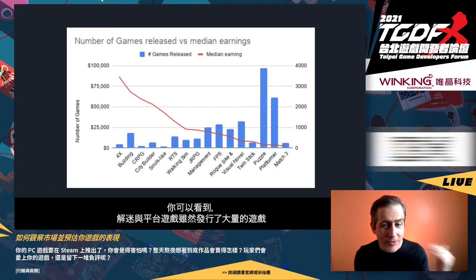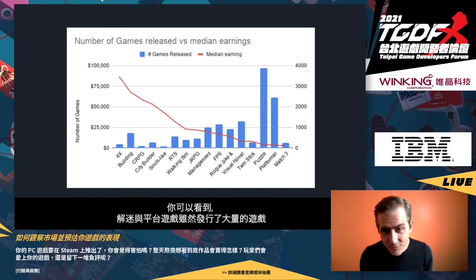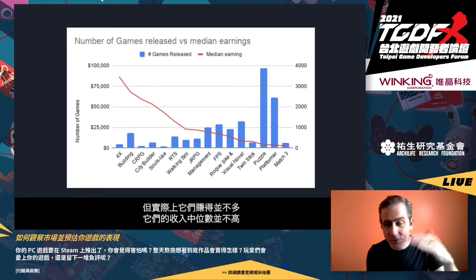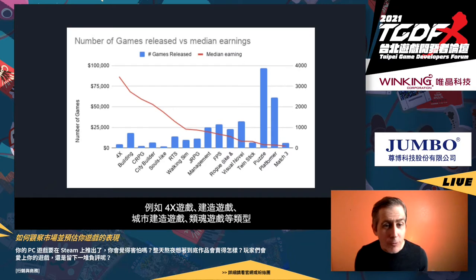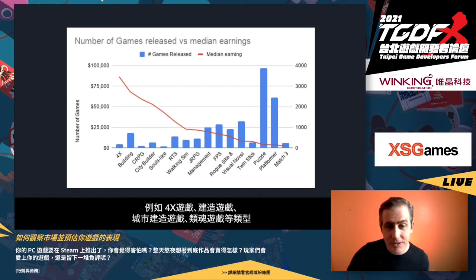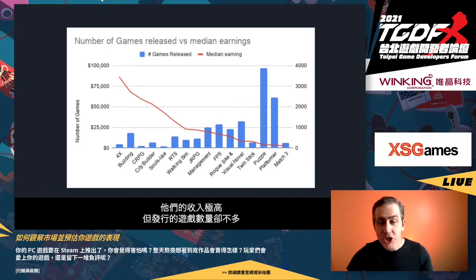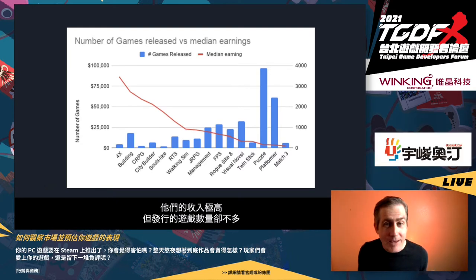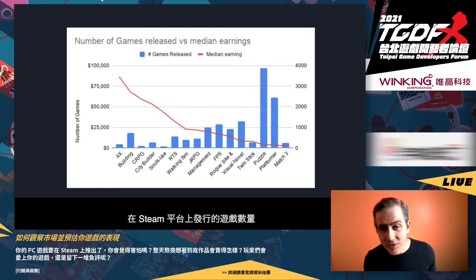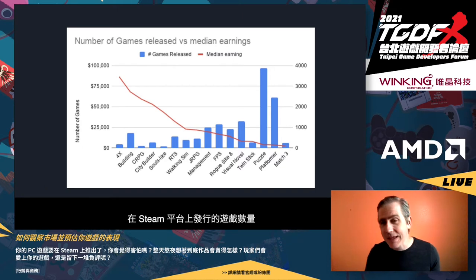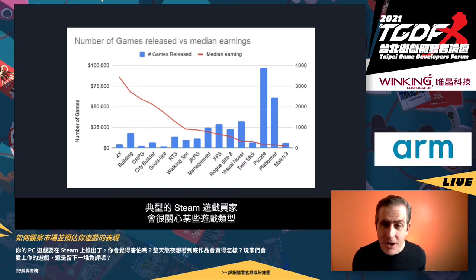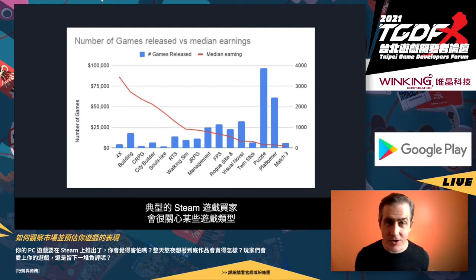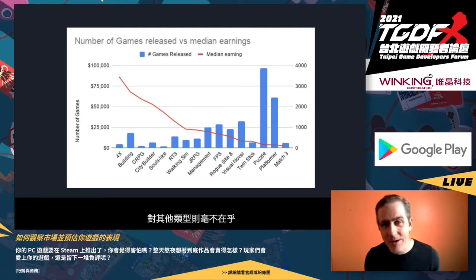And as you can see, Puzzle and Platformer, while there are tons of games released there, they actually don't earn that much. They're not high in the median earning. The games that actually have a very high median earning, like 4X and Building, City Builders, Souls Likes, have a huge earning, but there aren't that many games released. So as you can see, there's a real difference in the games that are released and the games that make money on Steam. The typical Steam shopper really cares about some genres and just doesn't care about others.